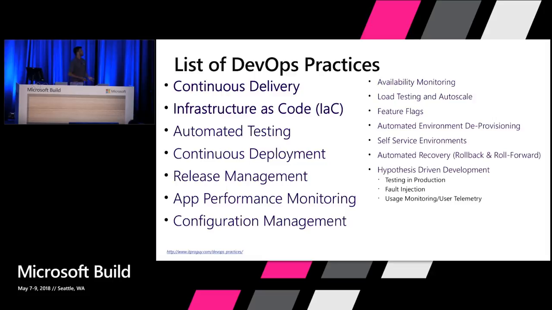Here's a list of some common DevOps practices. We'll focus on the first two today: continuous delivery and infrastructure as code. There's a few others like automated testing, deployment, release management, monitoring. There's A/B testing and a few others, but we'll just focus on the first two today: continuous delivery and infrastructure as code.